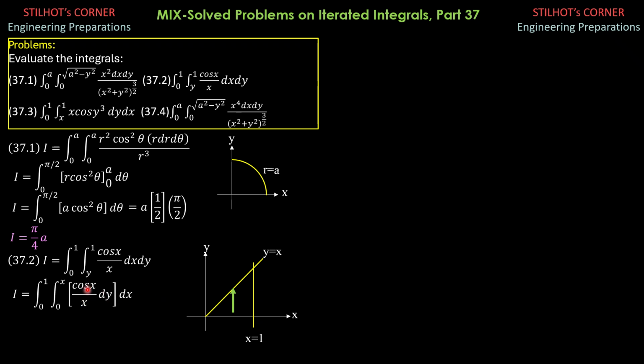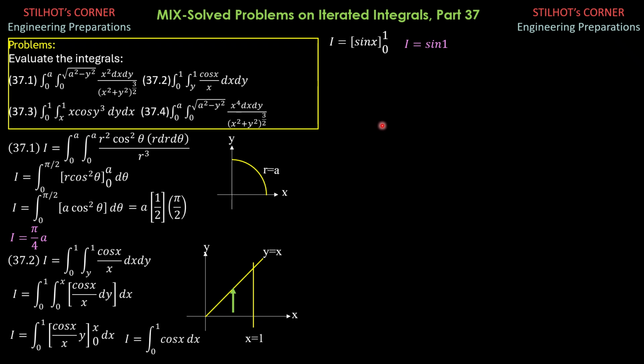So we treat this as constant. The integral of dy is just y. So I is the integral from 0 to 1 of cosine x over x times y from 0 to x dx. If we replace y by x, we cancel x, so cosine x, then 0. So that would be the integral of cosine x dx from 0 to 1. The integral of cosine x is simply sine x from 0 to 1, so sine of 1 minus sine of 0, so sine of 1. So I is sine of 1.